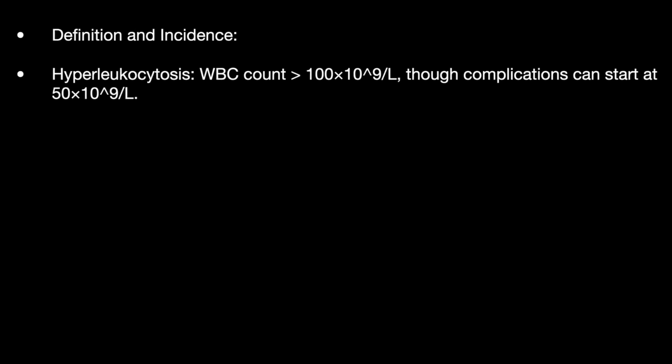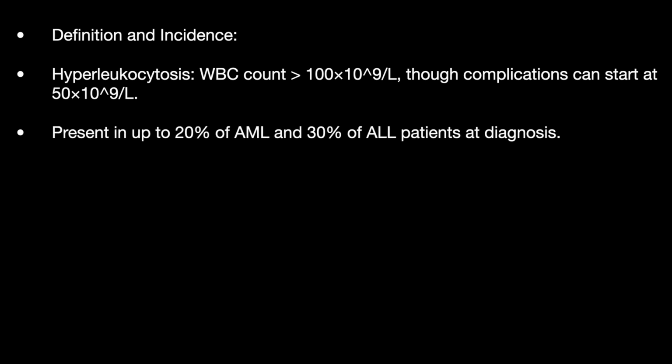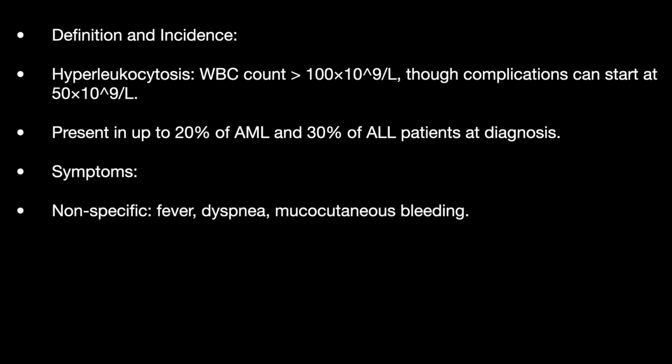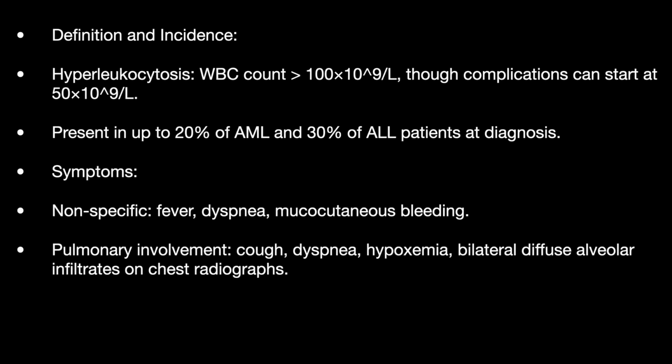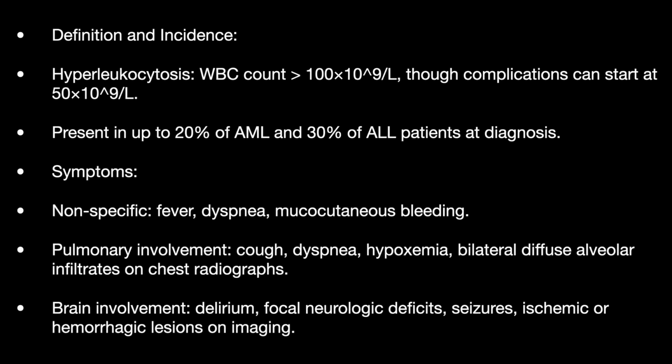The definition is that the WBC count is more than 100 x 10^9 per liter, though complications can start as low as 50. It is present in up to 20% of AMLs and 30% of ALLs at diagnosis. The symptoms of this condition are non-specific, like fever, dyspnea, mucocutaneous bleeding, and pulmonary involvement is a very common finding, like cough, dyspnea, hypoxemia, lung infiltrates on chest x-ray. Brain involvement with delirium, focal neurological deficit, seizures, ischemia, and hemorrhagic lesions are very common.